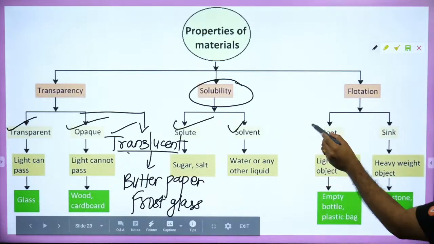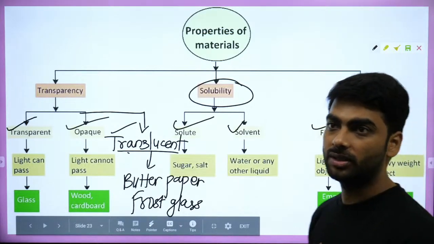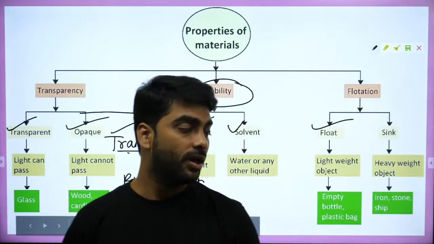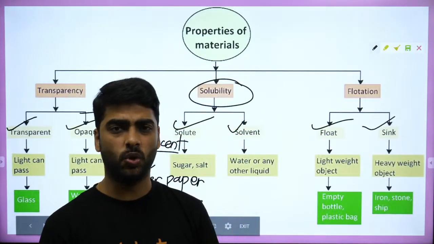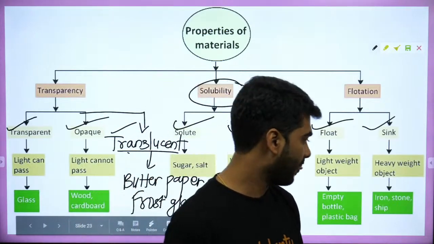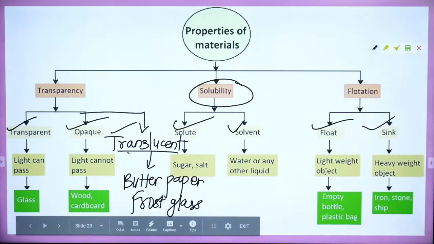Okay? Now, float. Something which will float on water, like plastic, wood, and something which will sink in water, like heavyweight objects, metals, stone, etc. Okay? A ship doesn't sink, a ship floats. Done?